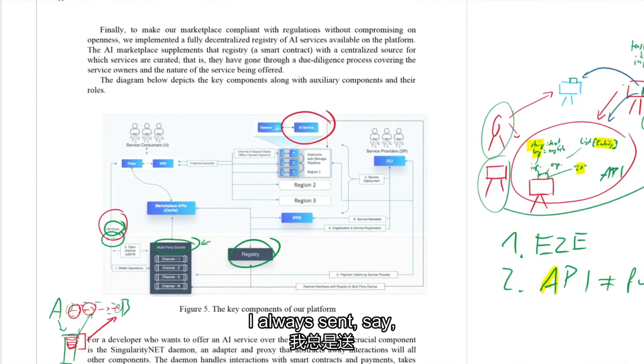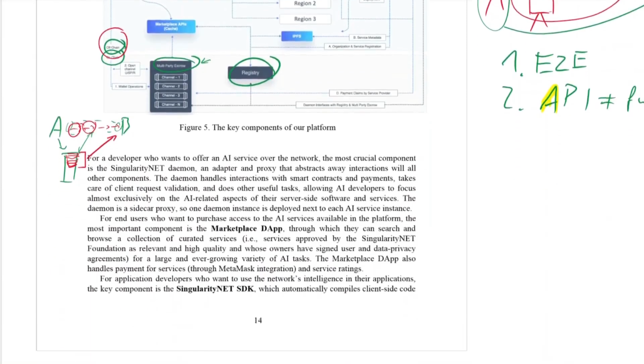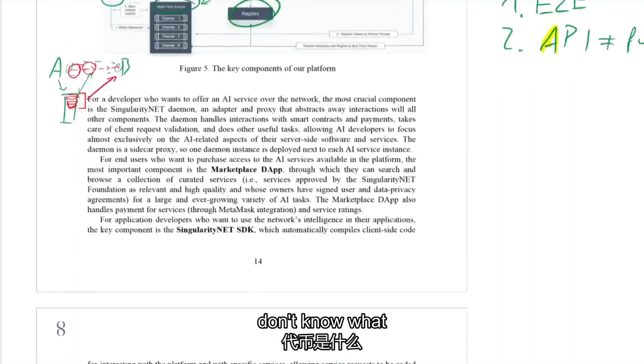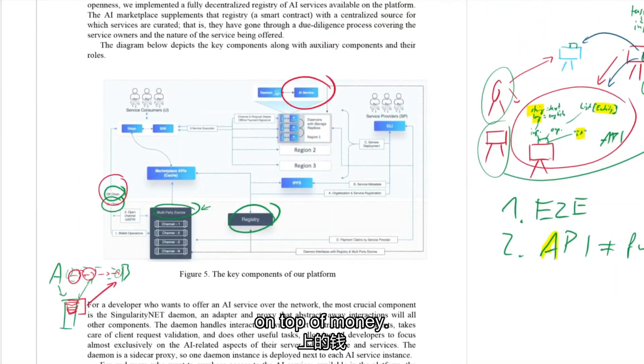Now, the other thing is, I always say you send around money, but what you actually send around is a token. So a token is a very special concept. If you don't know what a token is, it's like money on top of money.